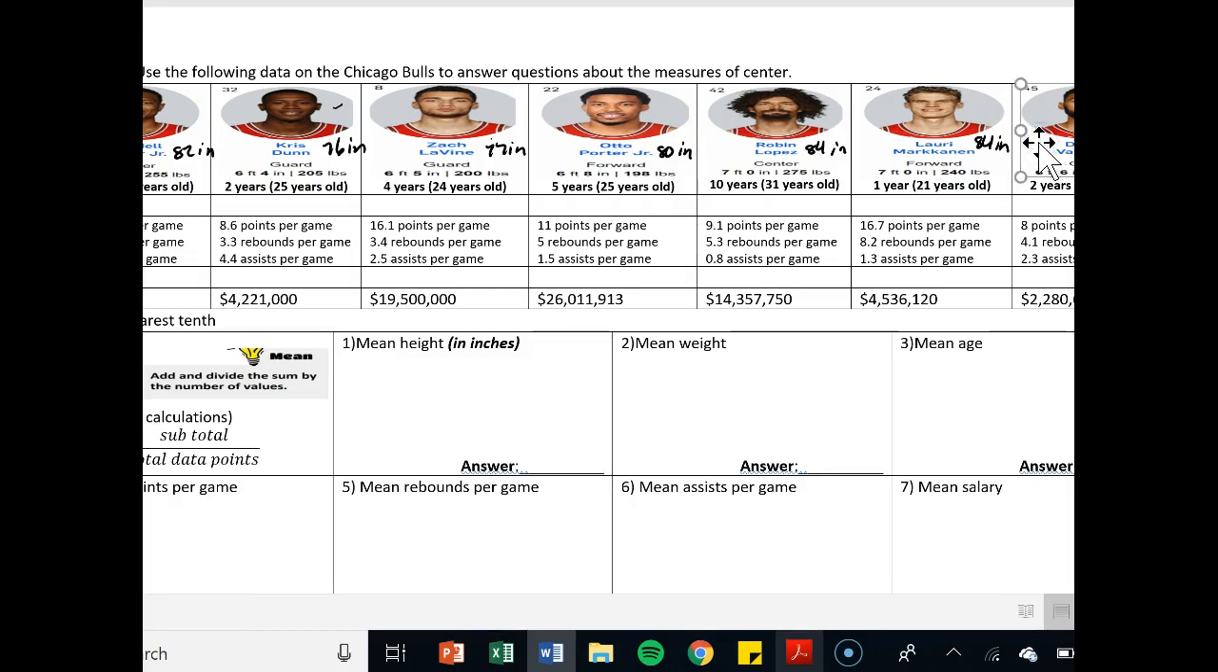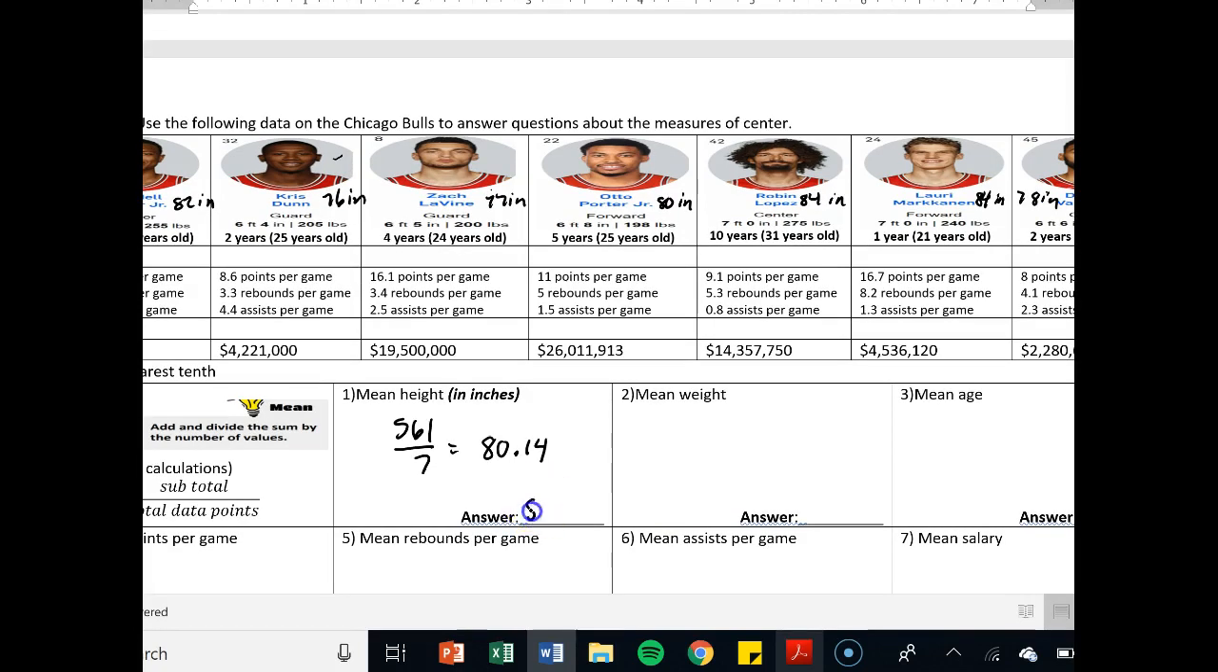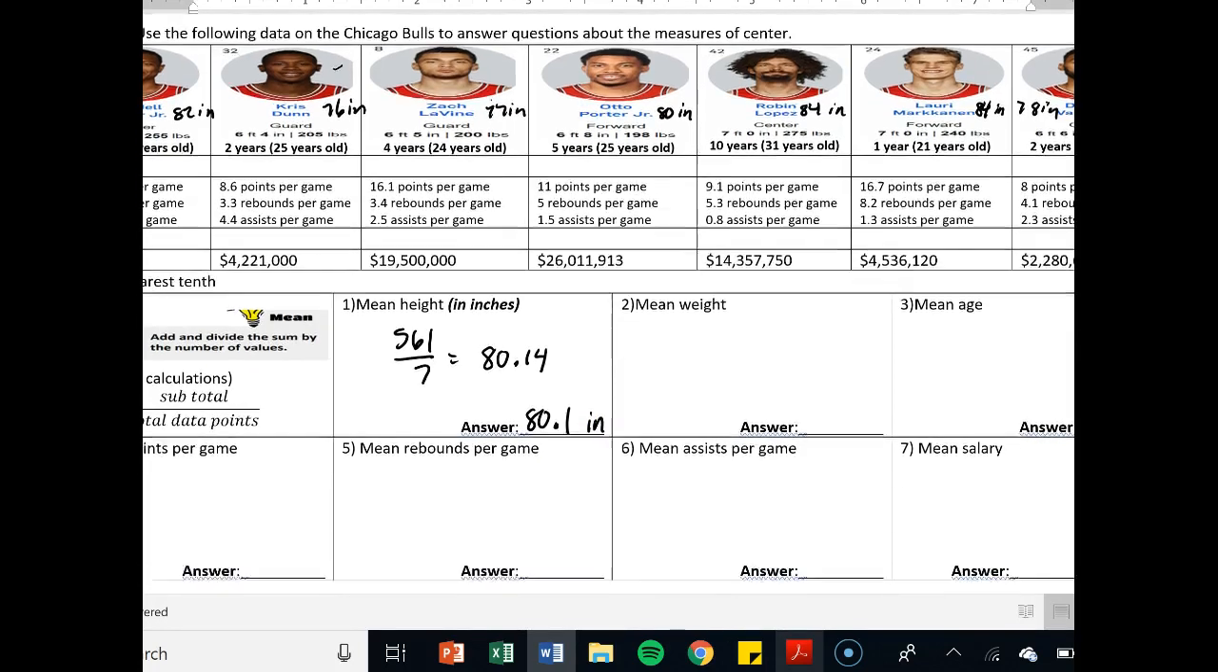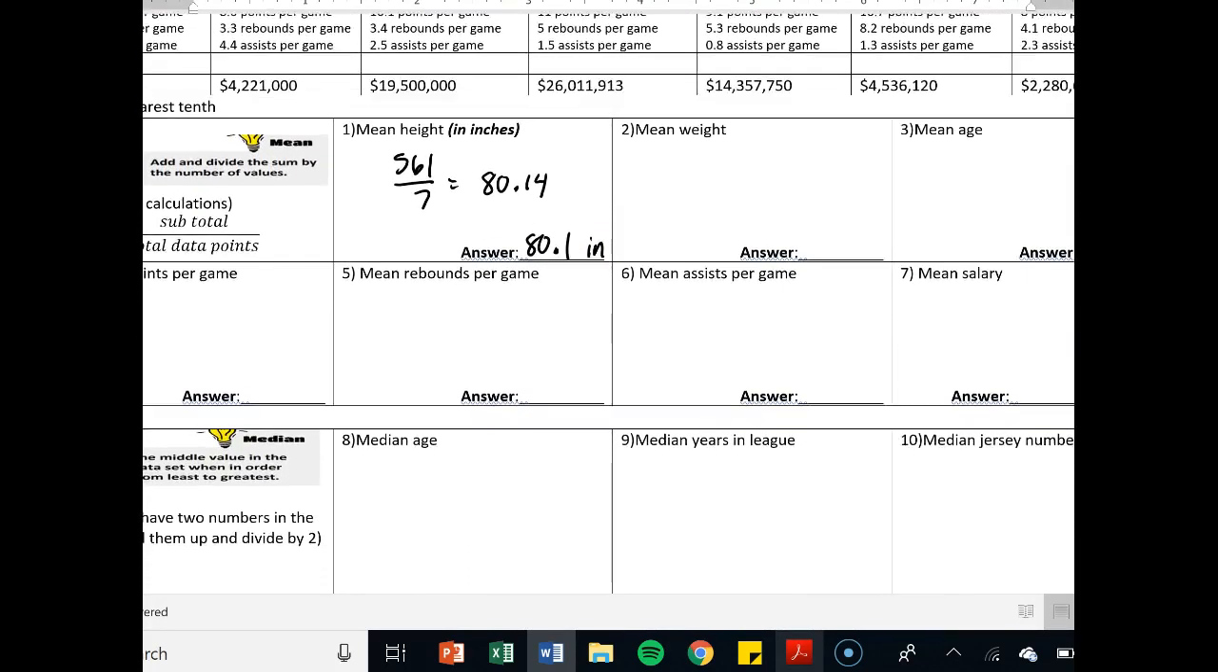All right, so now that you have your heights in inches, you're just going to go ahead and add them up and divide by how many players we have. In this case, we have 7. So you get your subtotal of 561. You're dividing by 7. That's the work I want to see on every problem, right? So again, it's 80.14. But it just asks us to round to the nearest tenth, so 80.1, right? And then inches, okay? So the biggest thing is you need to be super careful with your data entry on your calculator today and make sure that you are typing in the right numbers.